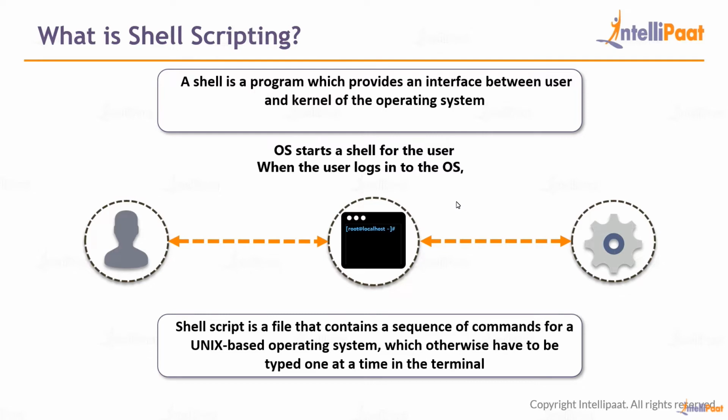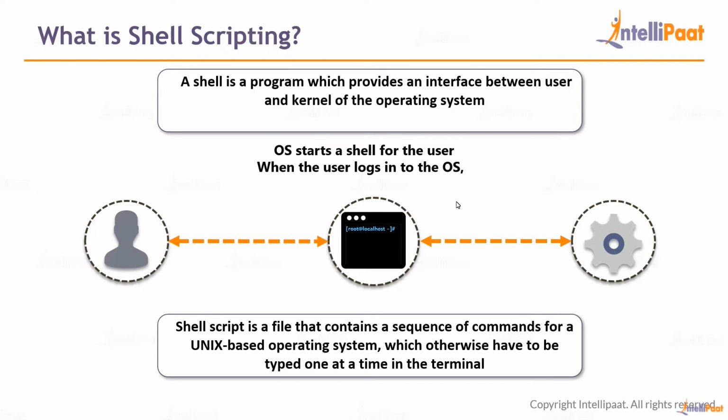You can see here, the OS starts the shell for the user when the user logs into the operating system. Whenever I log into the CentOS 8 which I'm having right now, it will start a shell for me. I just have to open the terminal and start executing the commands. That's more than enough because it automatically starts the shell for me. For every single user, it will create a separate shell, and every user can use that shell to interact with the kernel. So now, what is a shell script?